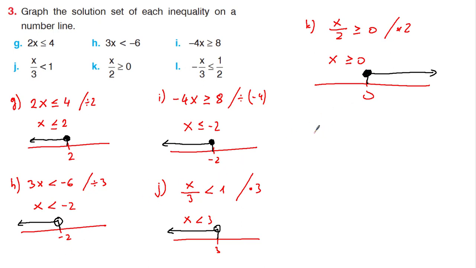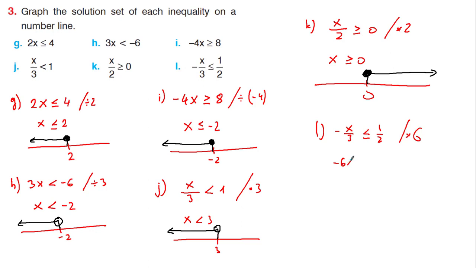And the last one, under L, it's negative x over 3 less than 1 over 2. Now if we multiply both sides by 2, we will get rid of the denominator here, but we won't get rid of this one here. Same goes if we multiply by 3, but if we multiply by 6, we will get rid of both denominators. So what do we get?